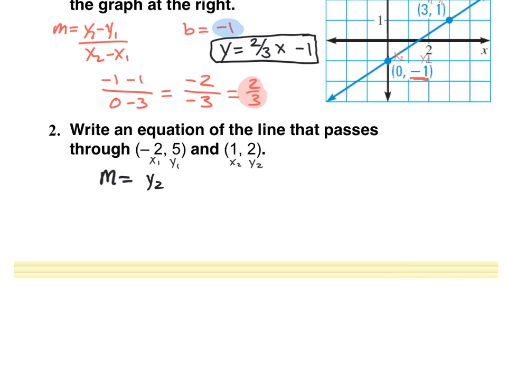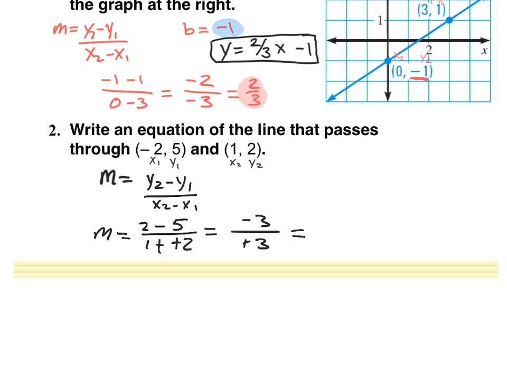So slope is y2 minus y1 over x2 minus x1. All right, go. Okay, and then you do 2 minus 5 over 1 minus negative 2, and you get negative 3 over positive 3. That'd be negative 1. Okay, so our slope is negative 1. And then you can plug in your numbers to find the b.